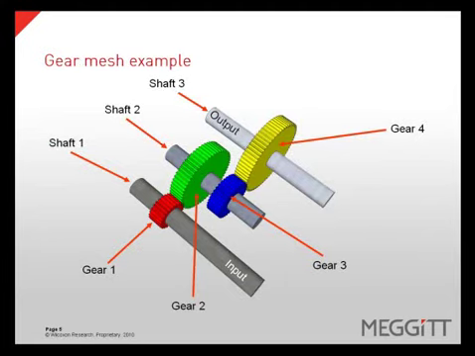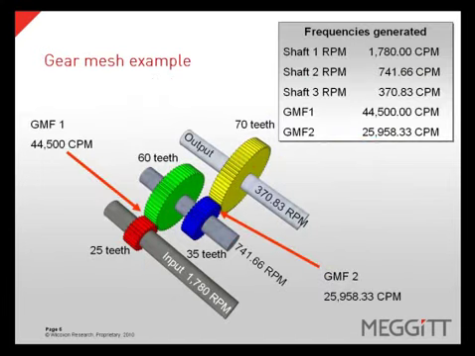Here we have a typical double reduction gear set. There is an input shaft, an intermediate shaft, and an output shaft. There are 2 sets of mating gears and 4 gears total. There are several frequencies that will be generated by the gear set. They include, but are not limited to, the input or shaft 1 speed, intermediate or shaft 2 speed, output or shaft 3 speed, gear mesh frequency for gears 1 and 2, and gear mesh frequency for gears 3 and 4.